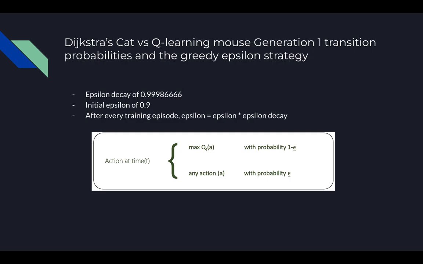The learning process of the mouse employs the epsilon greedy strategy, a crucial element for balancing exploration and exploitation. We start off with an epsilon value of 0.9 and an epsilon decay rate of 0.9998666, which is calculated with a goal of training for about 30,000 episodes. Each episode is terminated when either the mouse is caught or escapes.